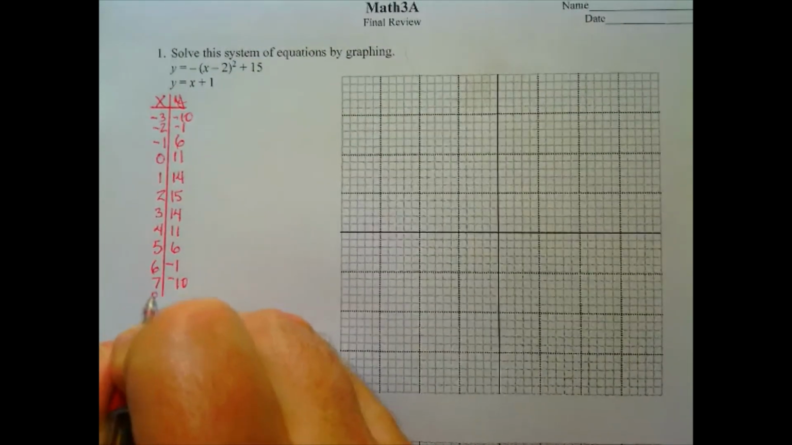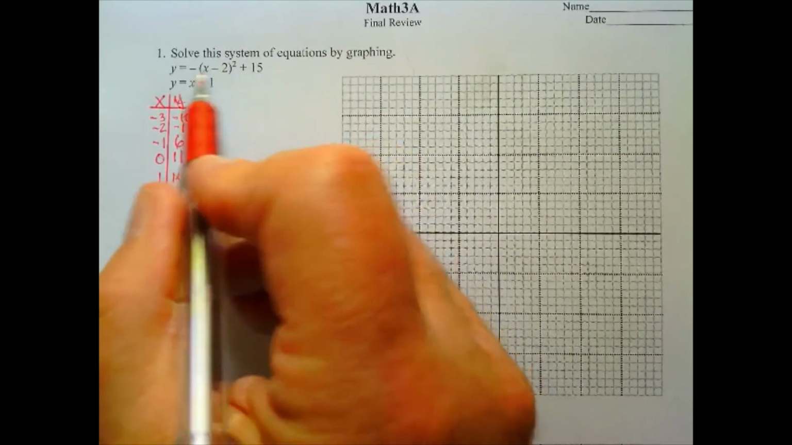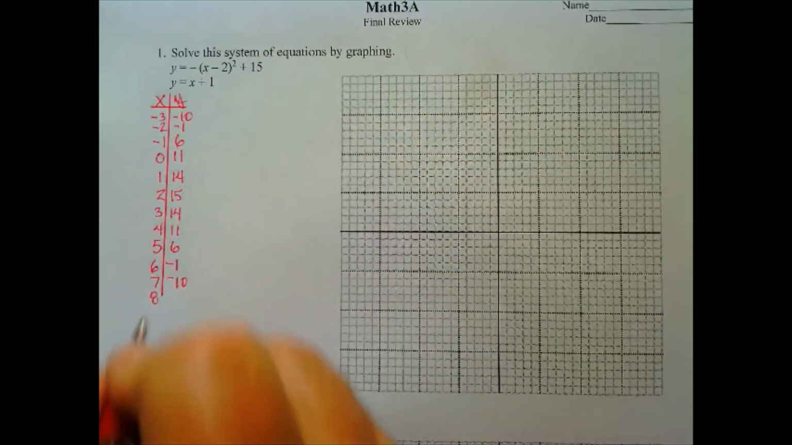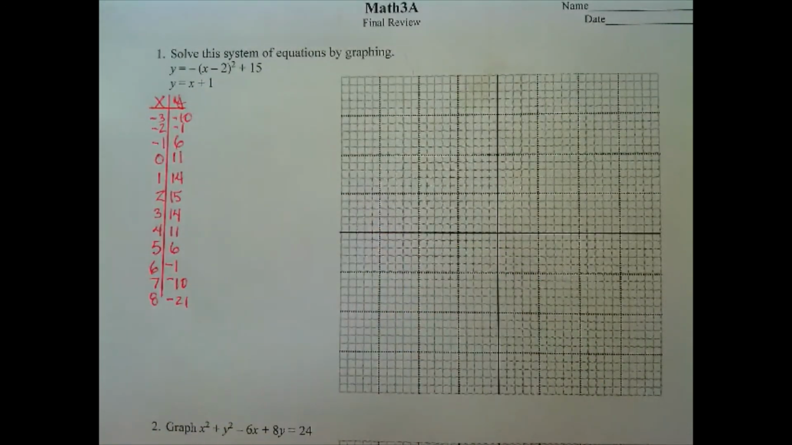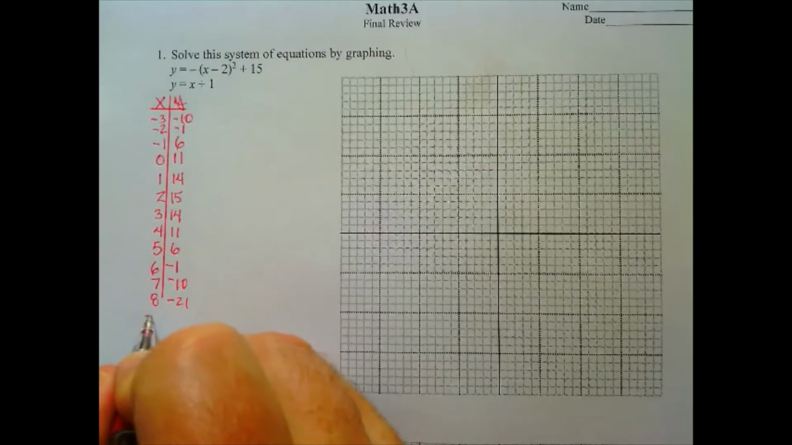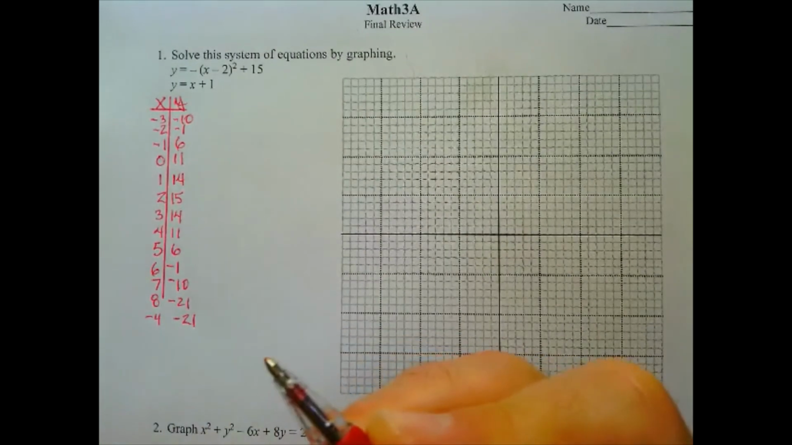8. Well, 8 minus 2 is 6. 6 squared, 36. Negative 36 plus 15 is negative 21. I've run out of room on top there, but negative 4 will have to be negative 21 as well.